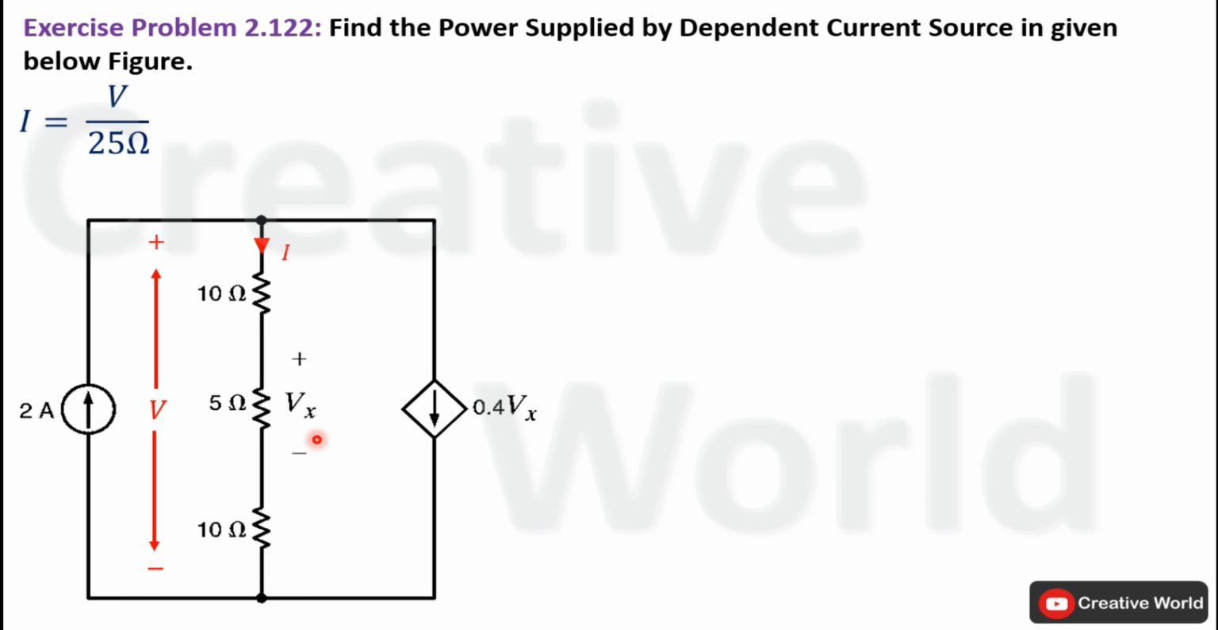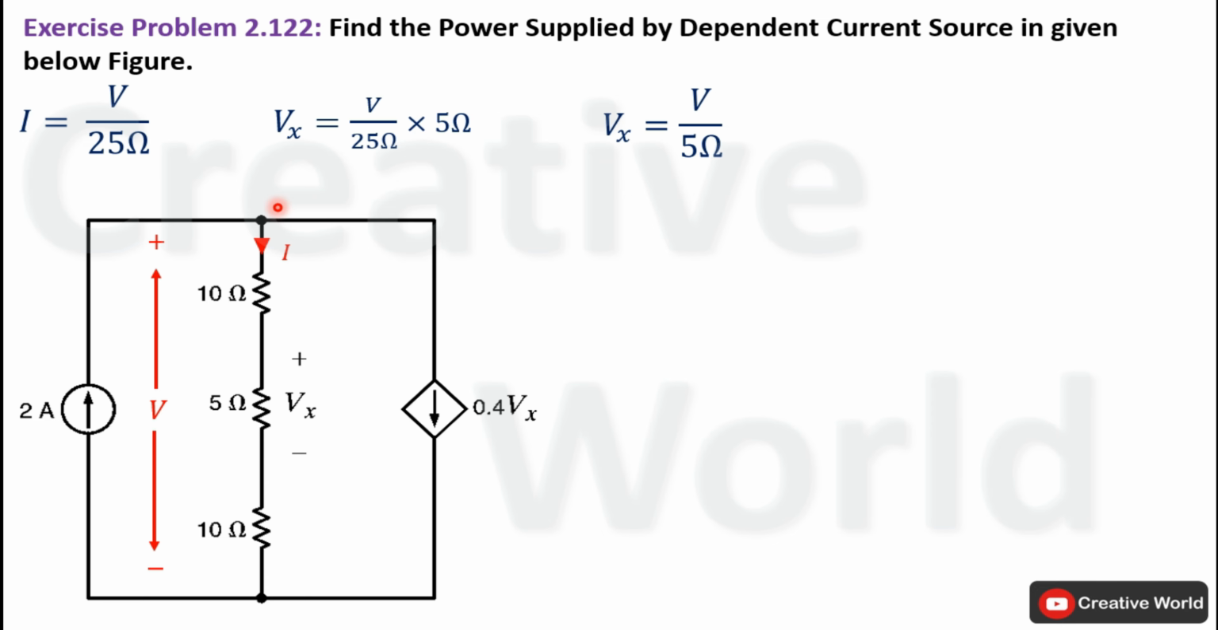Similarly, we will find the equation of voltage Vx because current through this dependent source is depending upon the value of voltage Vx, and voltage Vx is product of I and 5 ohm. Here I is replaced with its equation, that is V divided by 25 ohm. Now take the product of V divided by 25 ohm and 5 ohm. This 25 ohm will cancel out with 5 ohm and the equation of Vx will become V divided by 5.